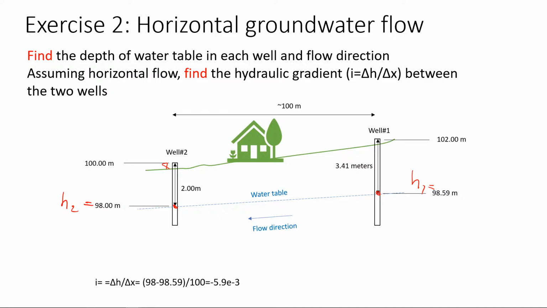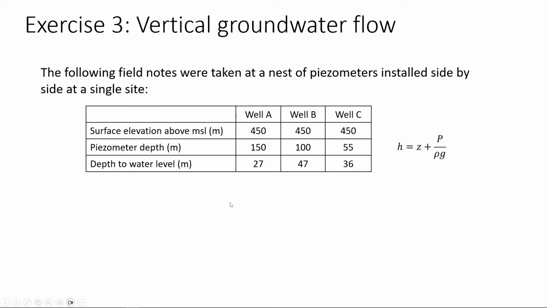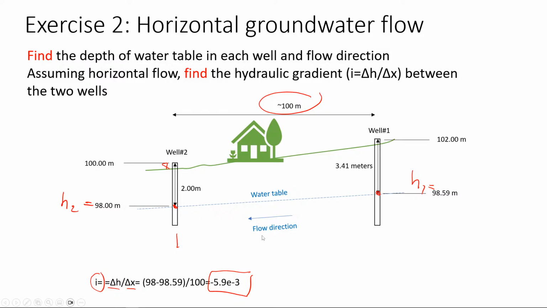So the head gradient would be delta H over delta X, divided by the distance. The distance here is given as 100 meters. So, as you expected, you got this negative value here. Well, this exercise is mainly horizontal groundwater flow.